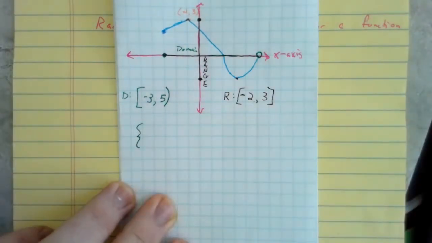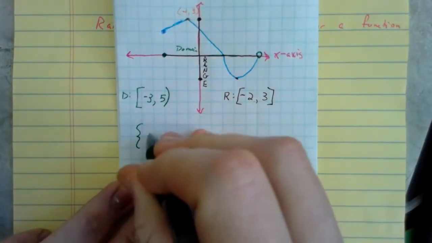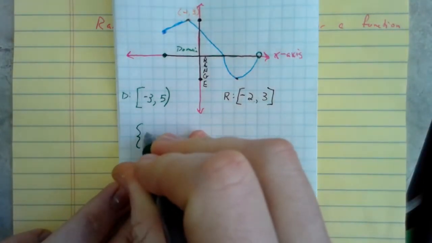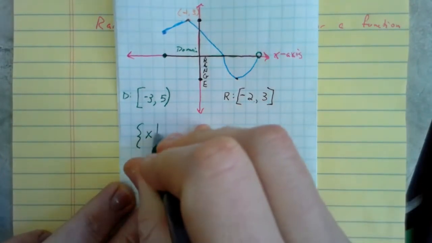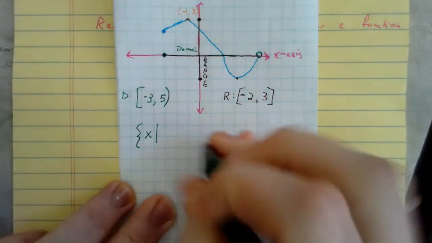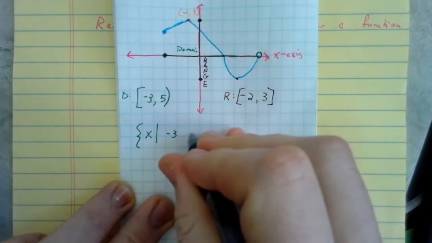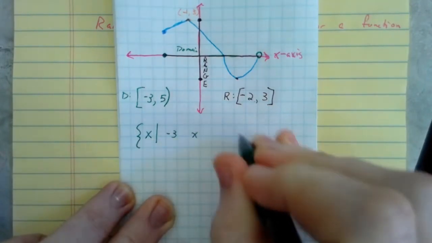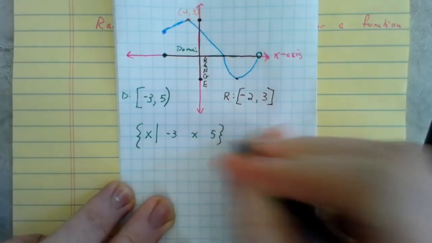Right. So this is just set notation. This lets me know I'm talking about the set. And here, to denote that it's the domain, we're going to say it's the set of X such that, right? And this time we're going to use a compound inequality. So we're going to put -3, X, and 5. And we're going to close our set.